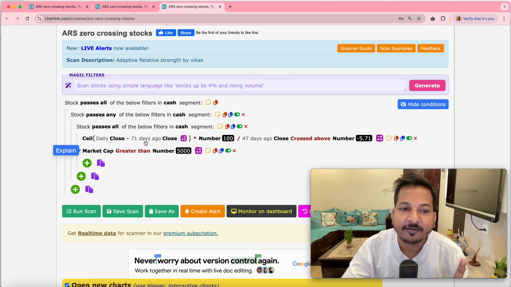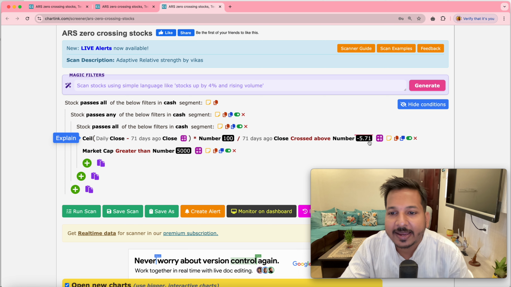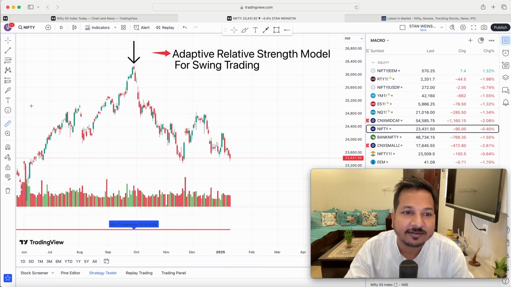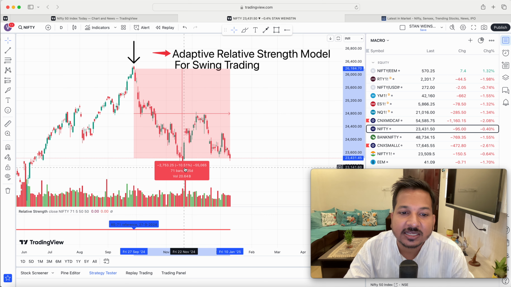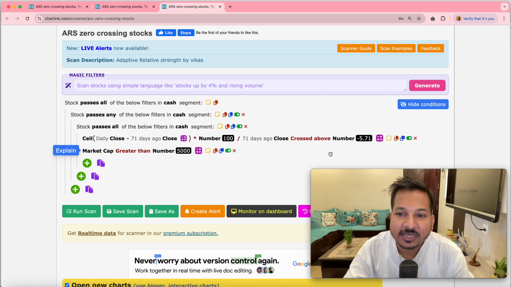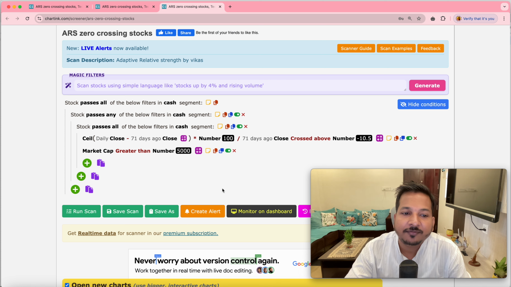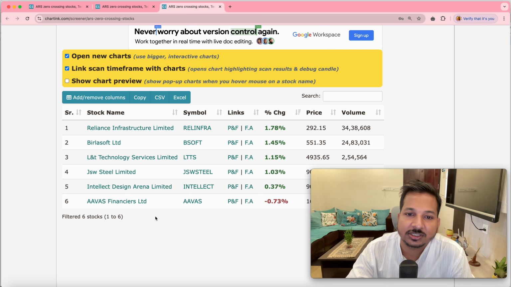Now this has become 71 days ago close, and here also you have to change it to 71 days ago. And this number, minus 5.71, is the last 71 days return. Just now we have seen in Nifty that the last 71 days return is 10.5%. So in this indicator you have to write minus 10.5, minus 10.5. Now if you run this scan, you will get the stocks which are just crossing the zero line.